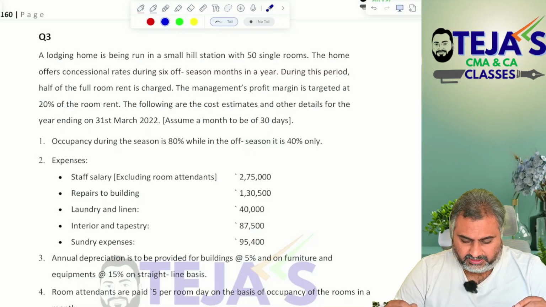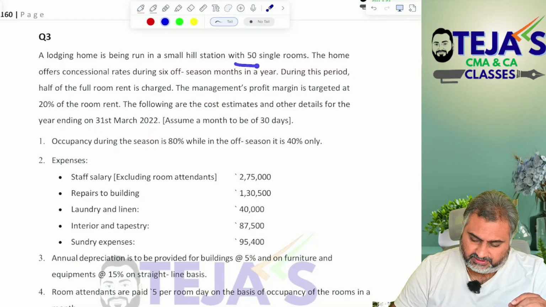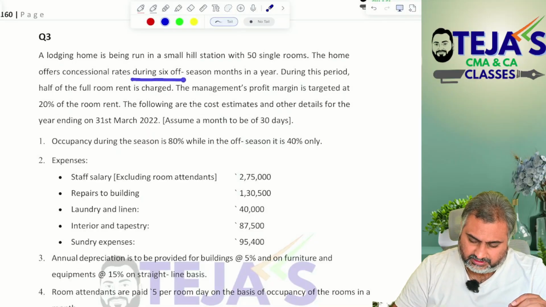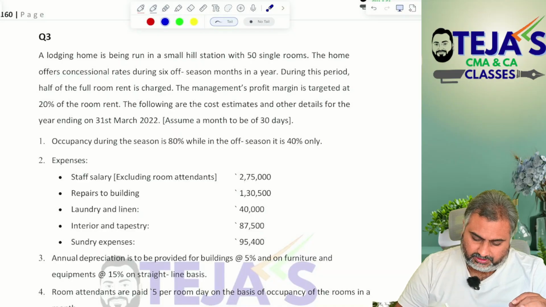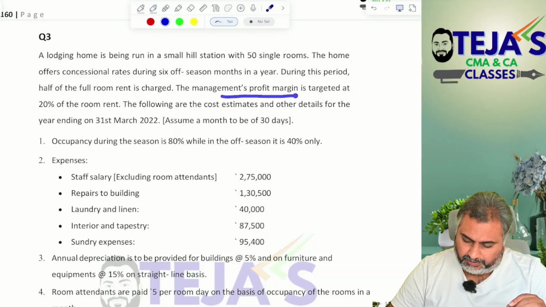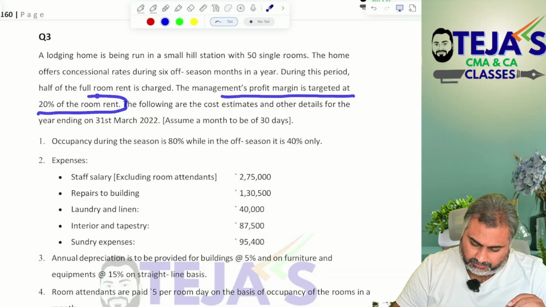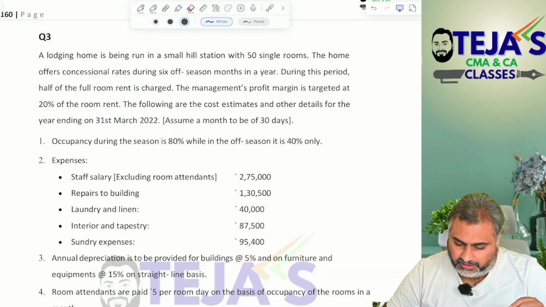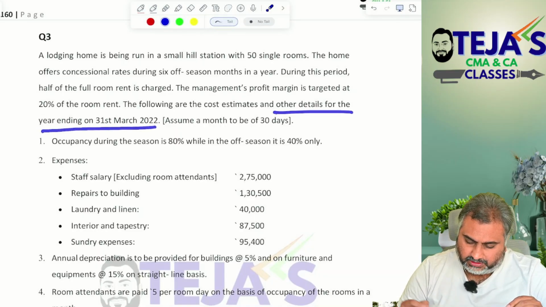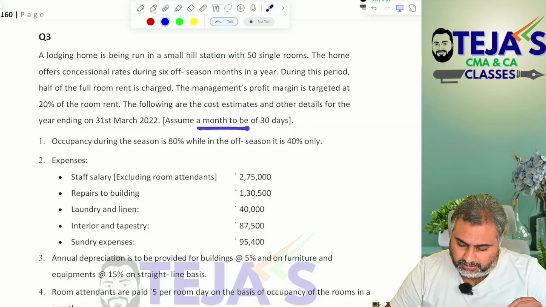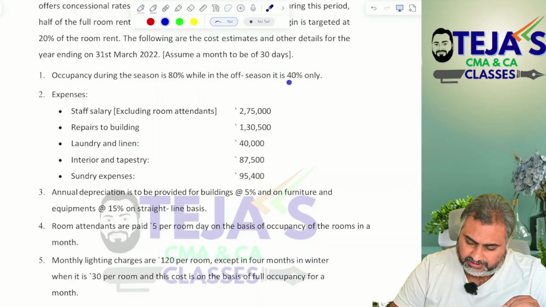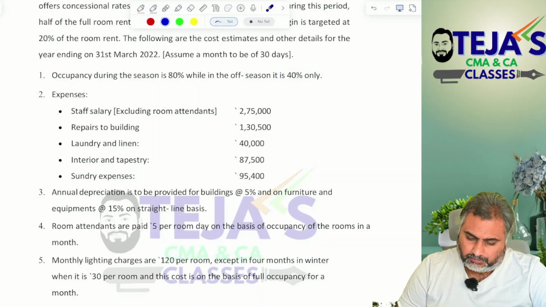A lodging home is being run in a small hill station with 50 single rooms. The home offers concessional rates during 6 off-season months in a year. During this period, half of the full room rent is charged. The management profit margin is targeted at 20% of the room rent. The following are the cost estimates and other details for the year ending 31st March 2022. Assume a month equal to 30 days. Occupancy is 80% during season and 40% during off season.